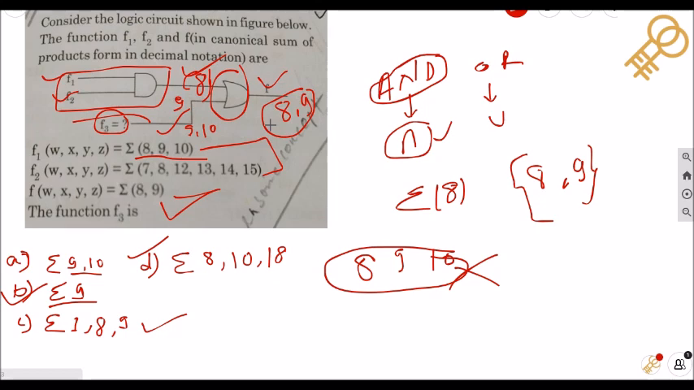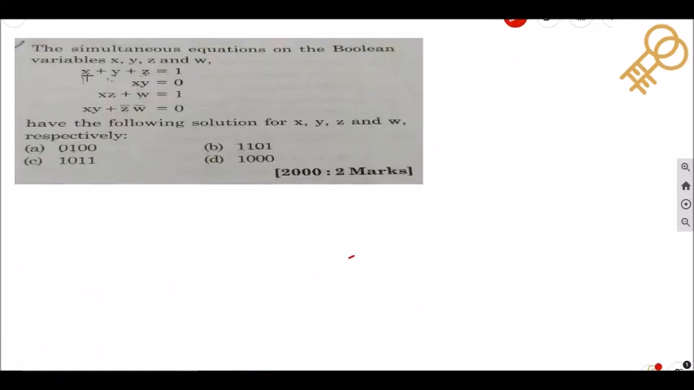Now moving towards the next question. The question is telling that there are simultaneous equations of boolean variables x, y, z and w. They have given 4 equations and they are telling that x, y, z and w are boolean variables. They are asking for the values of x, y, z and w so that these equations are satisfied. So we'll eliminate options and we'll consider the first option.